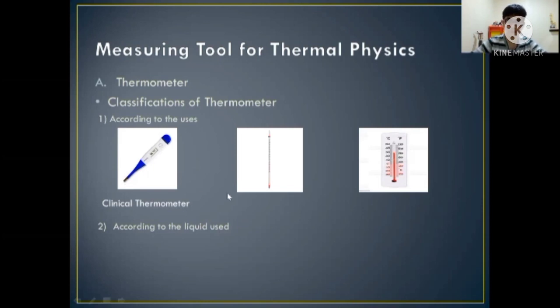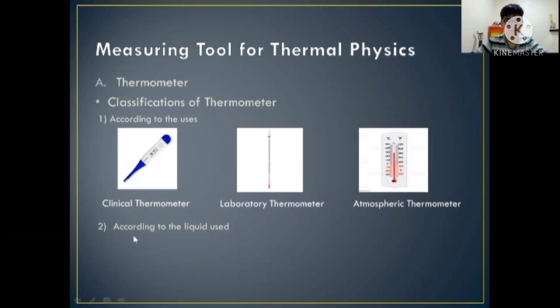The second one, in the middle, is the laboratory thermometer, which is used in a laboratory. And the last one you see here, the one that has Celsius degrees and Fahrenheit degrees. Maybe some of you know and some of you don't. This thermometer is called the atmospheric thermometer. This thermometer measures the atmospheric temperature.